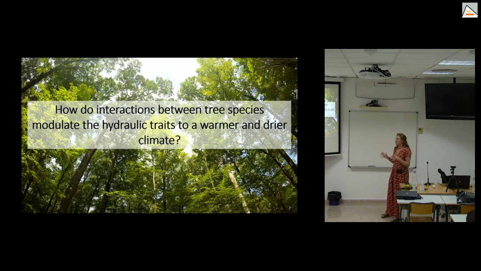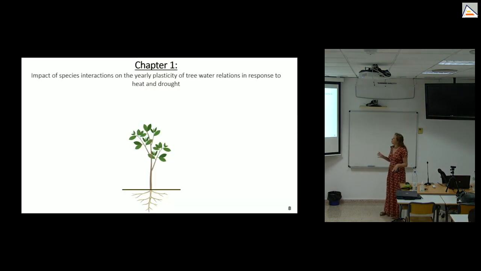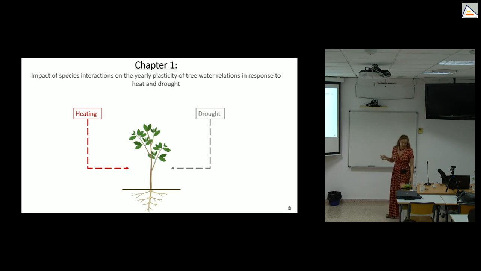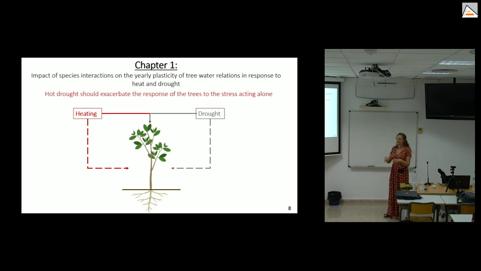I have two main chapters in my PhD, and the first one is a climatic manipulation of a drought treatment and a heating treatment acting alone on a tree or acting together on the tree. And the goal is to disentangle the interactive effect of heating and drought, with the main hypothesis that hot drought should exacerbate the response of the tree to a stress acting alone.